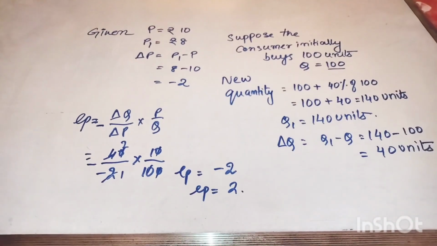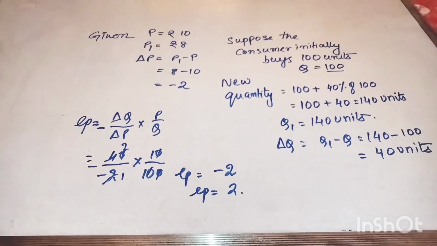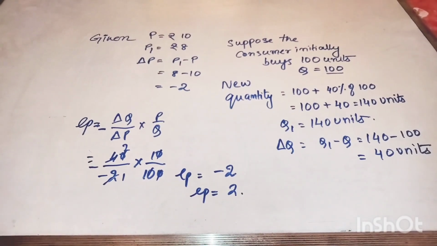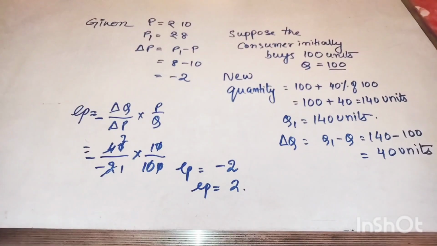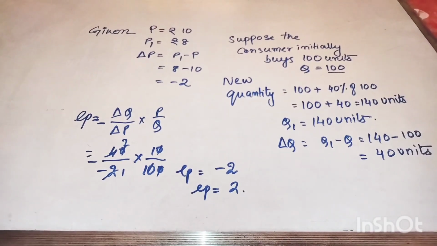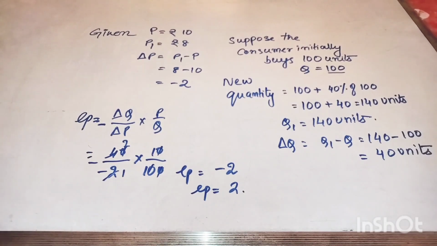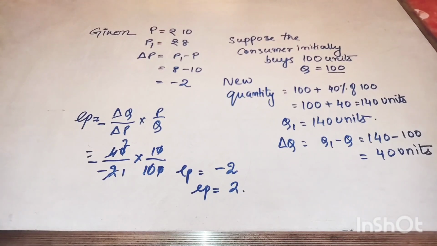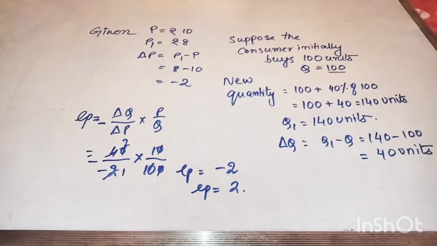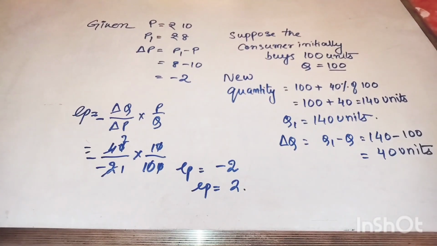Okay, so this is how you are going to solve it. We don't know the initial quantity. Only it is given in the question that the consumer buys 40% more of the quantity. And what is that quantity? It is not clearly mentioned in the question. So we are going to assume that the quantity is 100 units. On that 100 units we are going to calculate the rest. So this is how you are going to do the sum. This is one type of method.